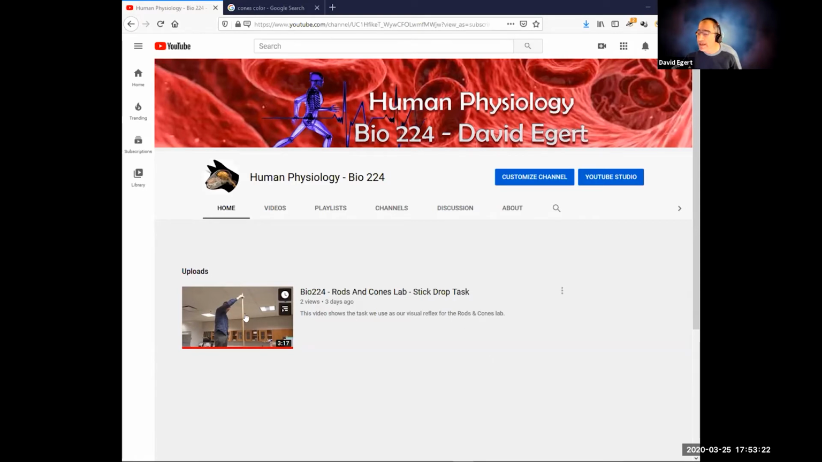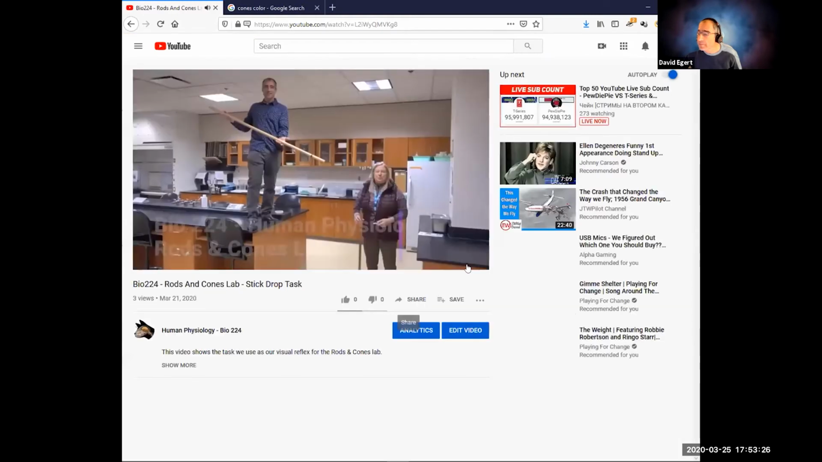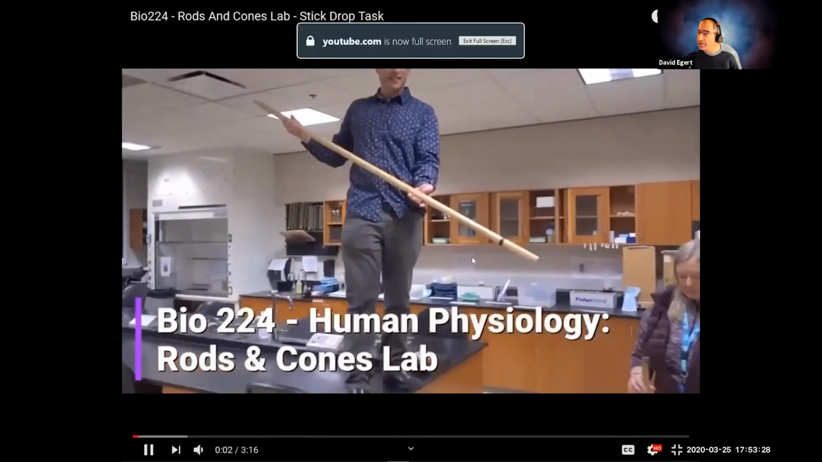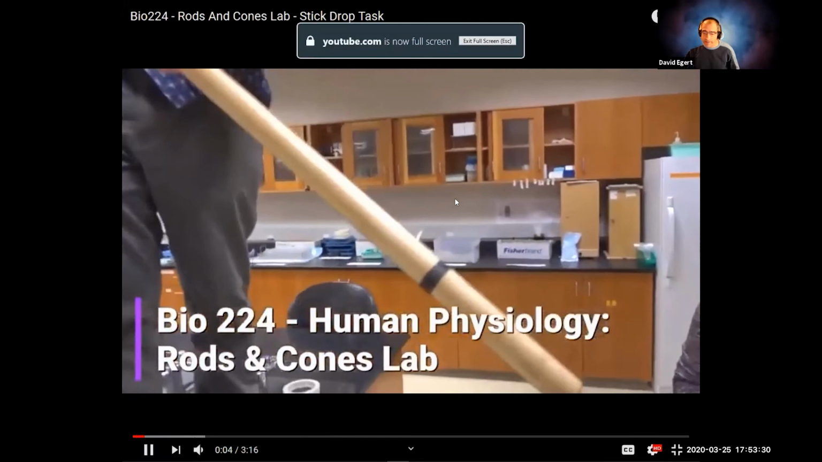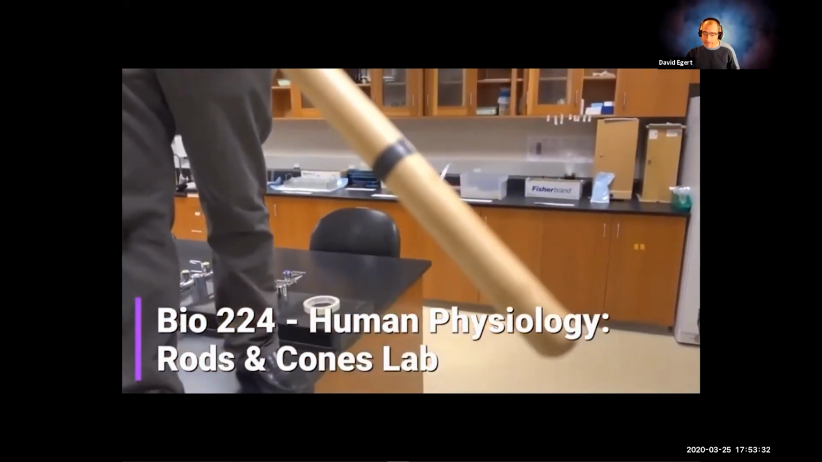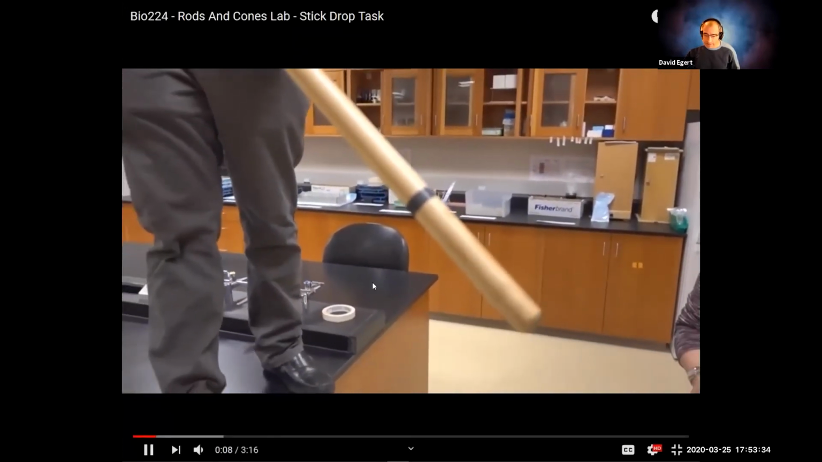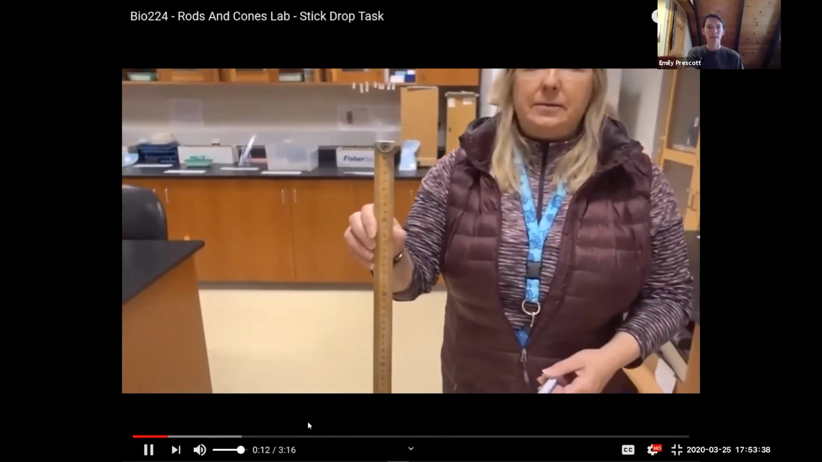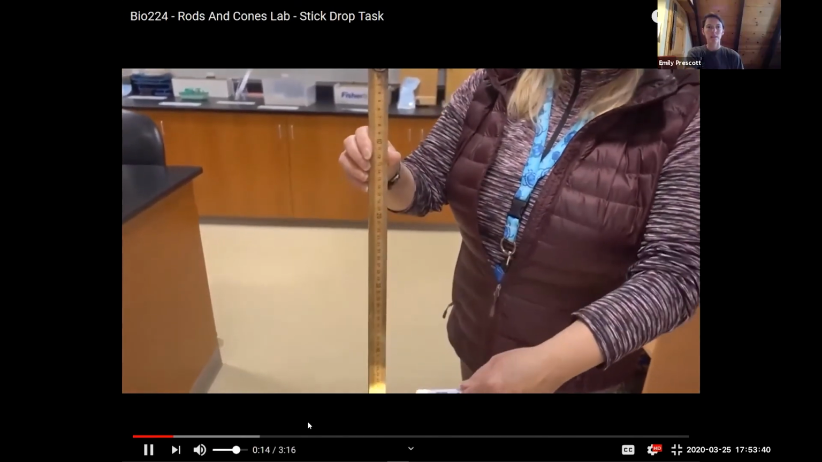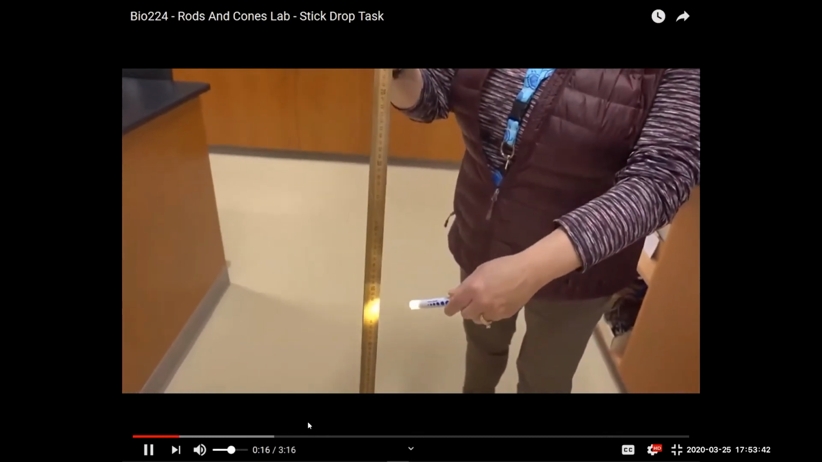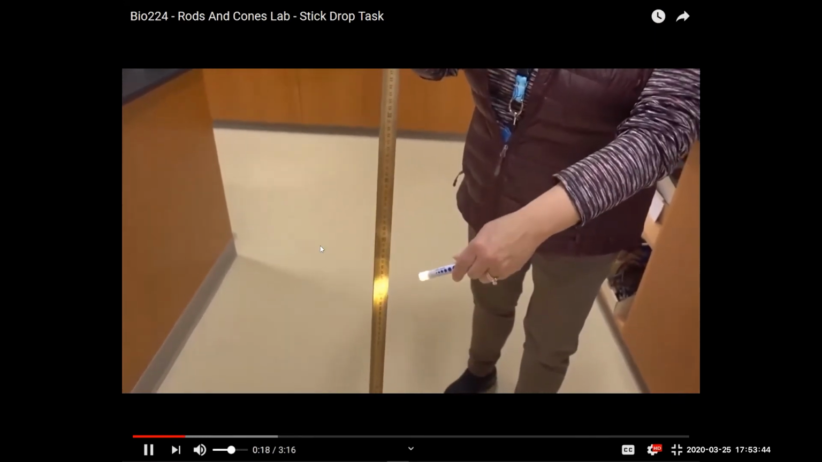One of the things that I have up here is the stick drop task. I'm assuming you can all see this. Does everybody see this happening? Yeah. I can see it. Yes. Can people hear it? No. No.